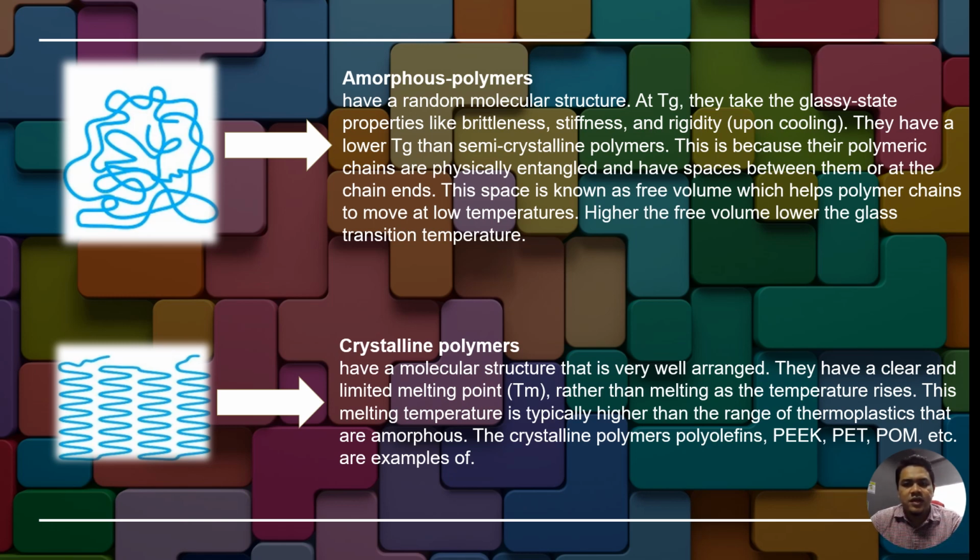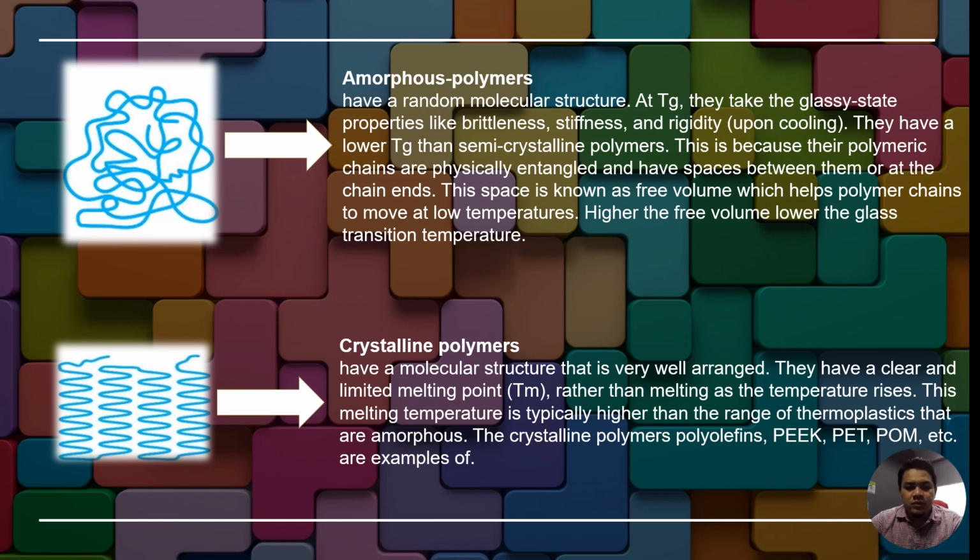This is because their polymeric chains are physically entangled and have spaces between them or at the chain's end. This space is known as free volume, which allows polymer chains to move at lower temperatures. The higher the free volume, the lower the glass transition temperature.